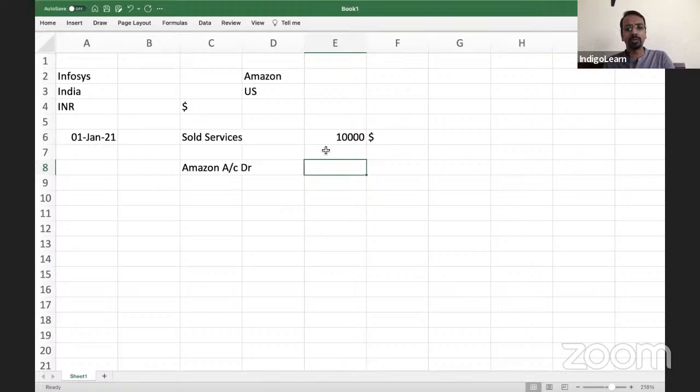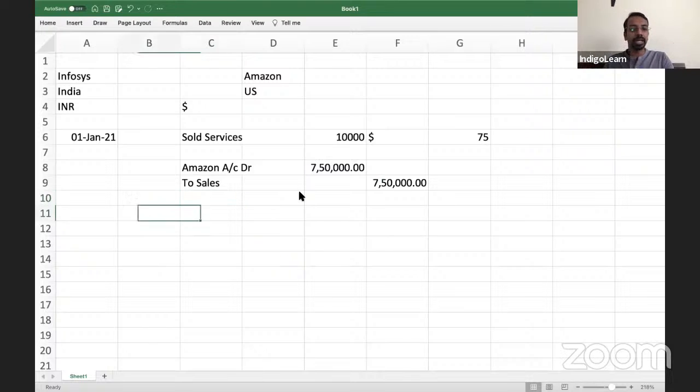So assume for a moment on this date, the exchange rate, that means the amount of rupees that you will get when you sell $1, is, for example, 75. Okay. So what is the value? 10,000 multiplied by 75, you get 7,50,000, right? 7,50,000 Amazon account debit, then to sales 7,50,000. Done, no problem, right? Now the year ends on 31st March of 21 and the amount is still outstanding.